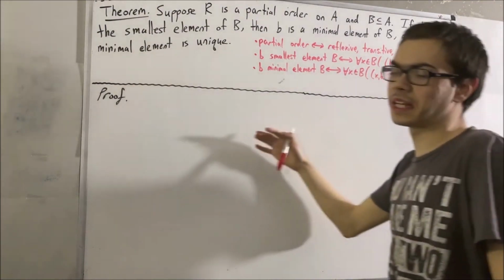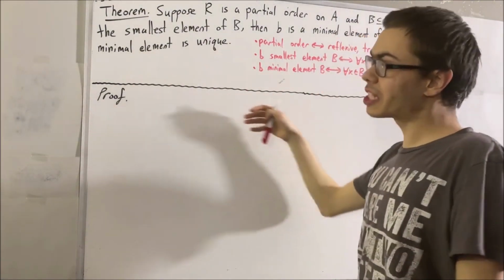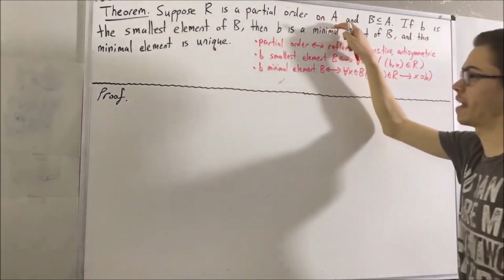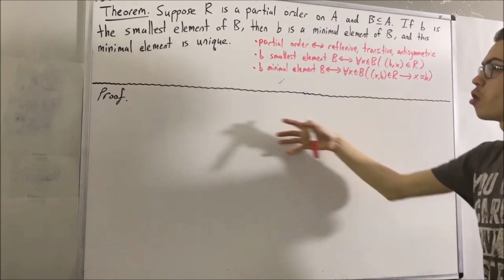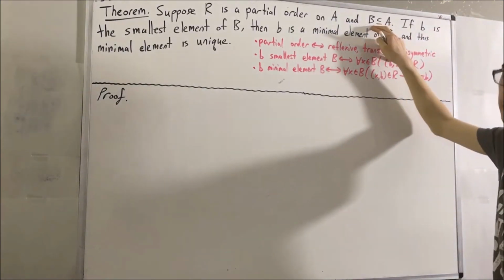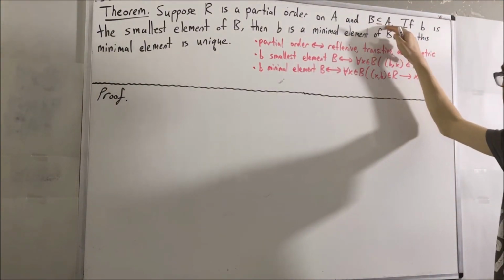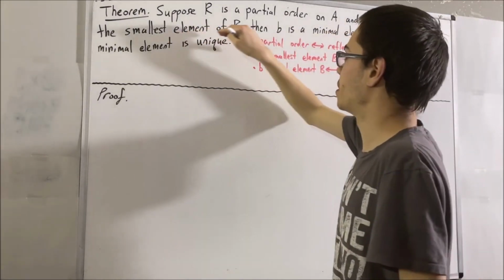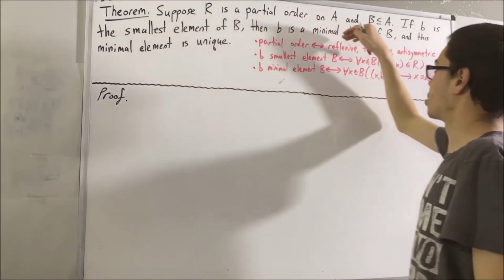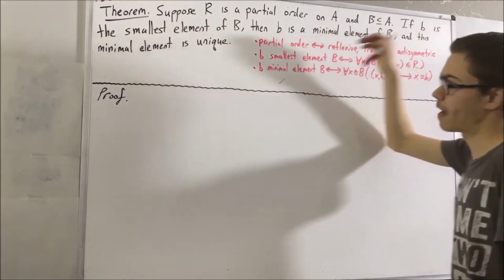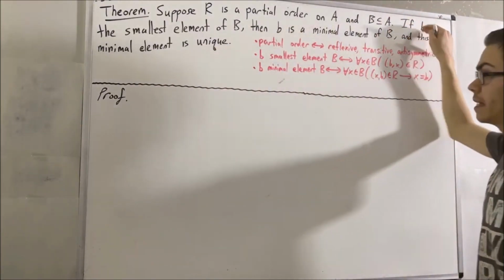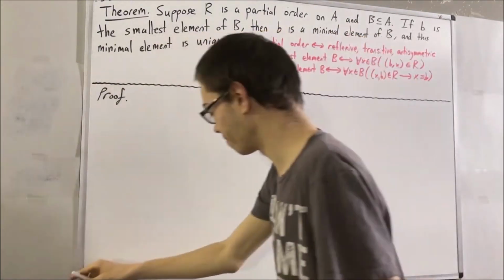Okay, so now let's get into our proof. Now, let's suppose that we've already declared a partial order R on a set A. And let's suppose that we've already declared a set B where B is a subset of A. So now we want to prove that if b is the smallest element of B, then b is also a minimal element of B, and in fact, the only minimal element of B. So let's suppose that b is the smallest element of B.